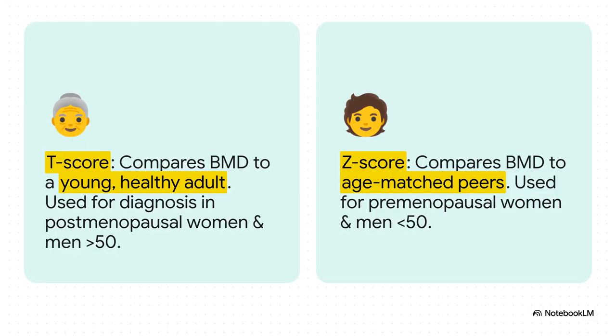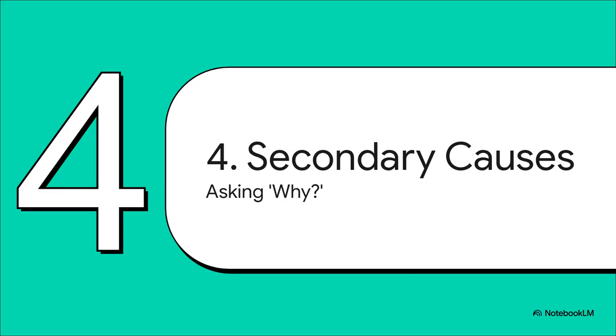Okay, so you order the DEXA, you get the report back, and you've got to know which number to look at. For postmenopausal women and men over 50, it's all about the T-score. That's your diagnostic number. But for younger folks, you want to look at the Z-score. The Z-score compares them to people their own age. So if that's really low, that's a huge red flag that something else is going on, a secondary cause of bone loss. And that leads us perfectly into our next job.